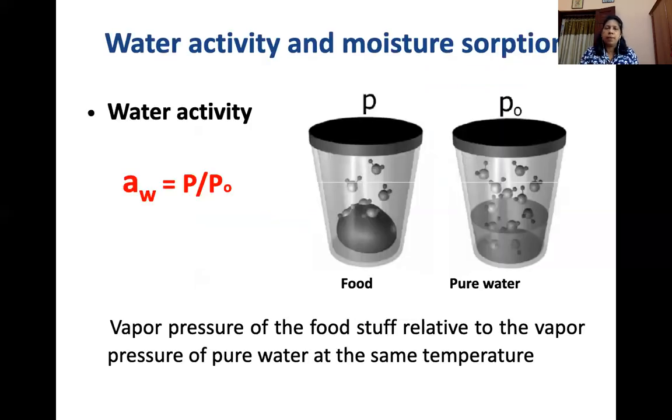Earlier, I think under the principles of food science, you have learned about water activity and the moisture absorption isotherm, right? Water activity, what is the definition? It is the vapor pressure of the foodstuff relative to the vapor pressure of pure water at the same temperature.